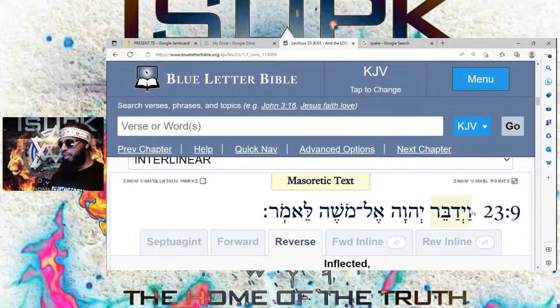Does anybody remember? Let me see who can answer this. So you see this wa, can anybody tell me what that wa means in front of this verb? You see where I'm pointing? Can anybody tell me what that wa means? Anybody want to give it a shot? What does that wa mean? Who remembers?